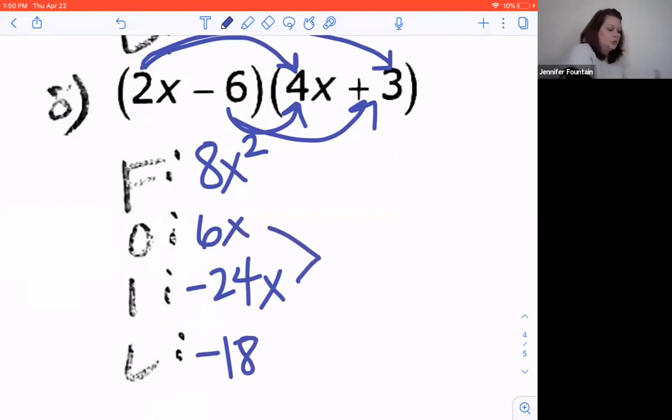My middle two terms are like terms because they both have an x. So I have 6 minus 24. Take the sign of the larger, which is negative. Find the difference. So basically I'm saying 24 minus 6. Okay, so that's going to be 18x.